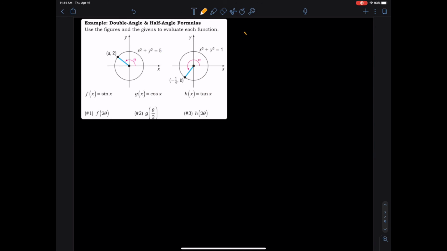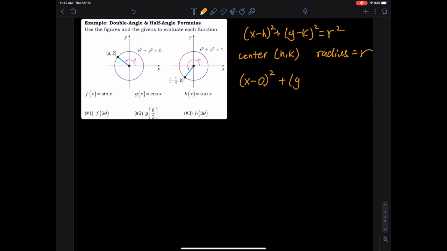Remember this, you have x minus h squared plus y minus k squared equals r squared. What is this? This is the equation of a circle where the center is (h, k) and the radius is r. But there is an x squared plus y squared only. I don't see an h and a k. Well, here is the h and k, so you have x minus 0 squared plus y minus 0 squared.